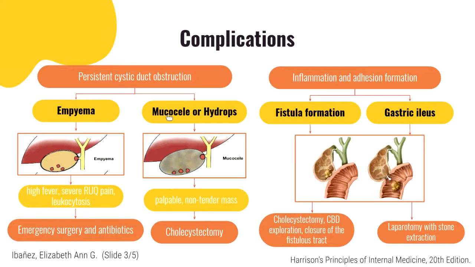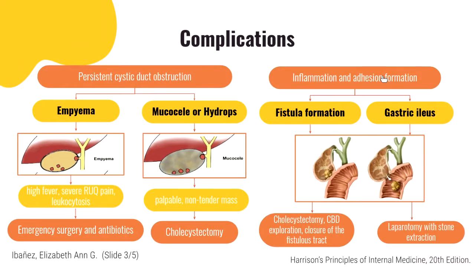For mucocele or hydrops, the mucosal epithelial cells will produce either mucus, thus mucocele, or clear transudate, hence hydrops, which causes the gallbladder lumen to be progressively distended. Patients are usually asymptomatic, however, in the majority of patients there is a palpable non-tender mass, as mentioned earlier, and it is managed by cholecystectomy.